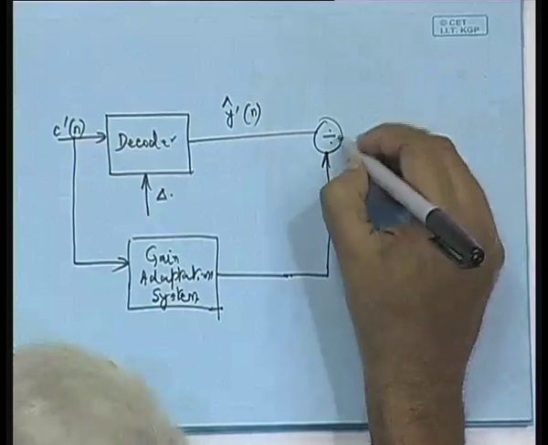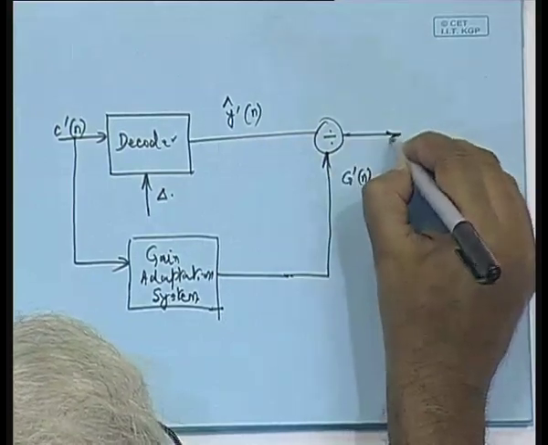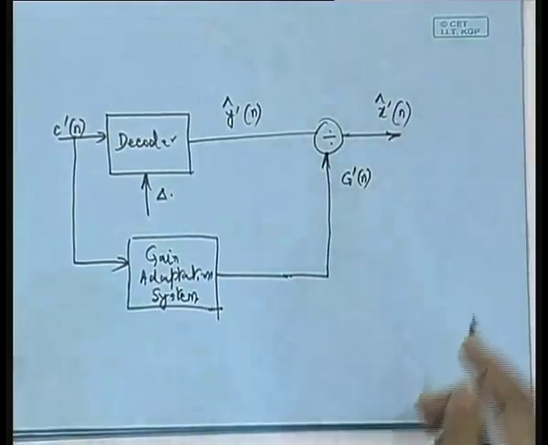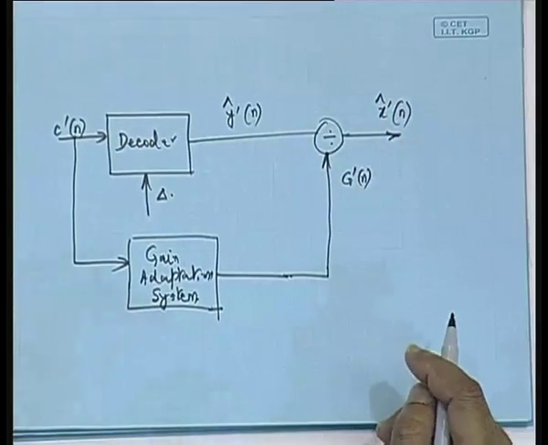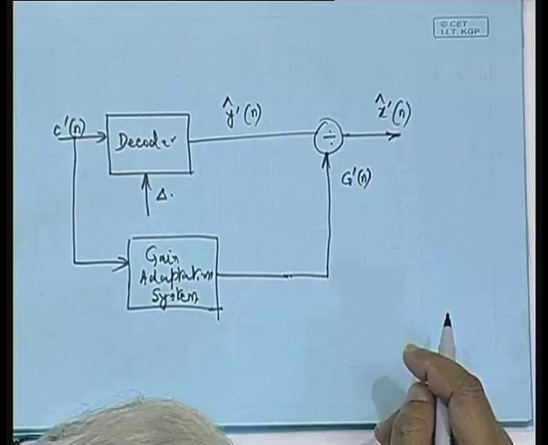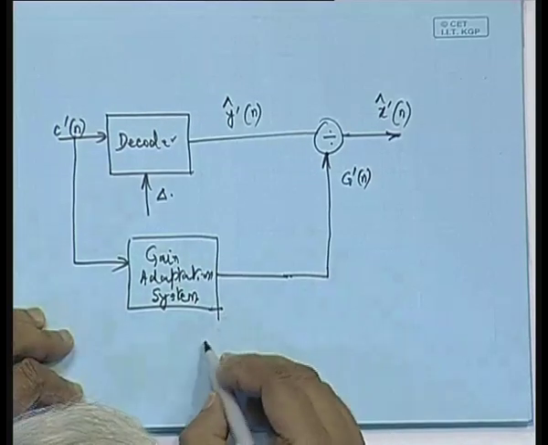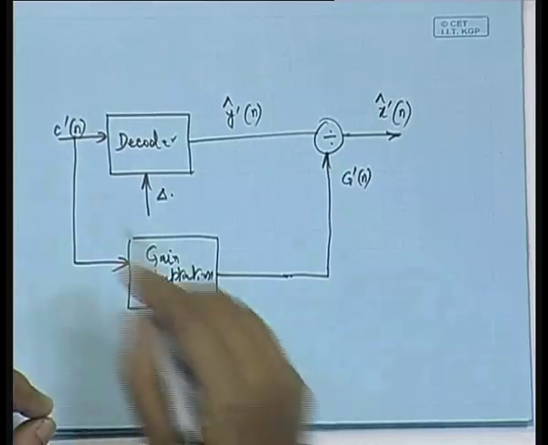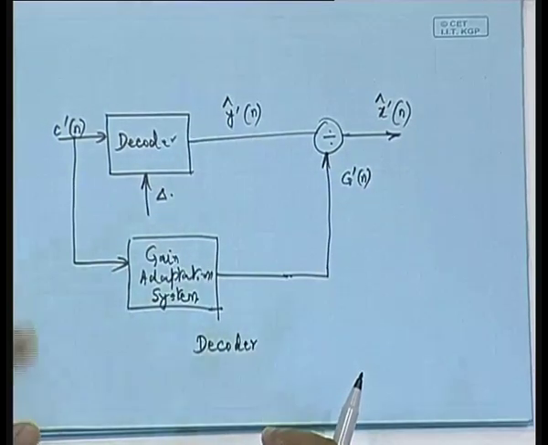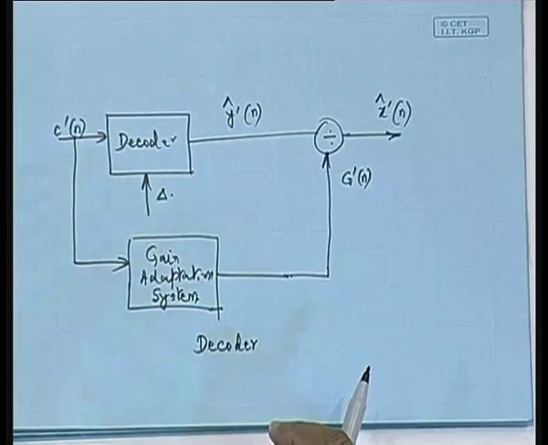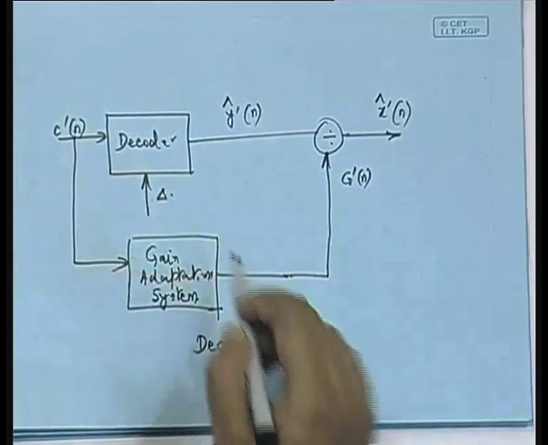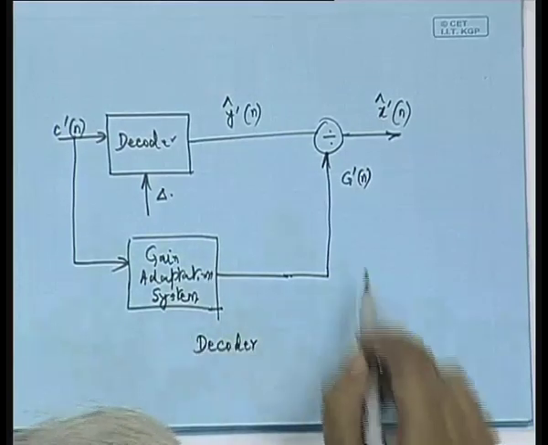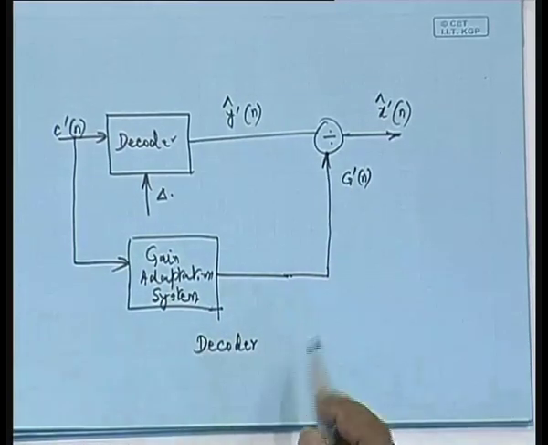So Y prime of n divided by G prime of n is going to give us the X prime of n, which will be equal to X cap of n if we have the noiseless channel. So this will be the decoder block diagram. You can see that the basic philosophy remains the same, only thing is that here we can derive it from C prime of n directly. We need not send the gain information into the channel.